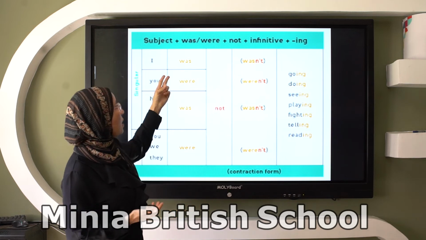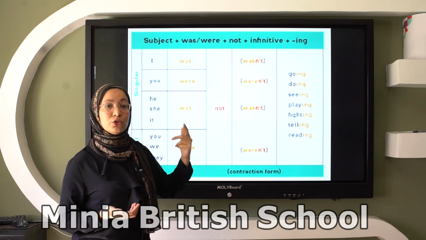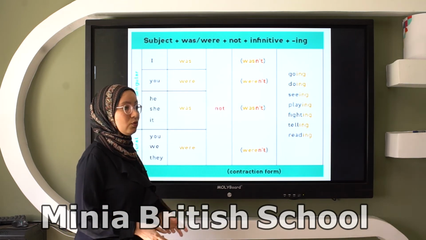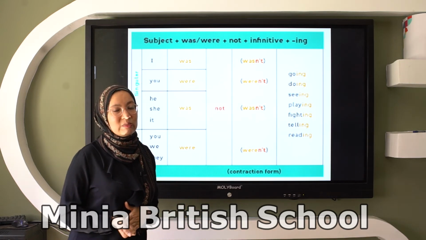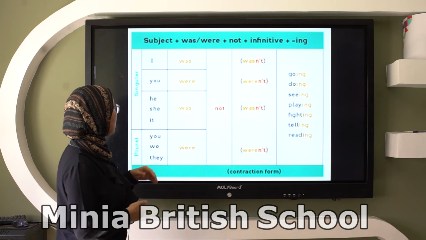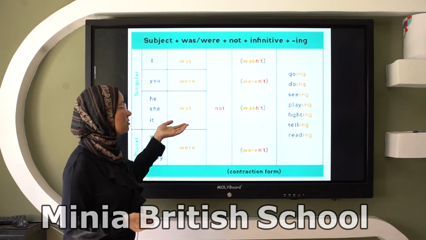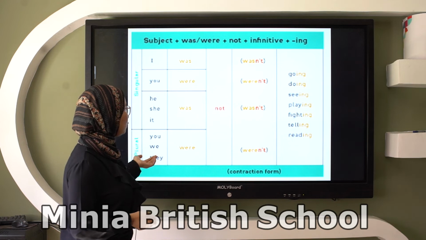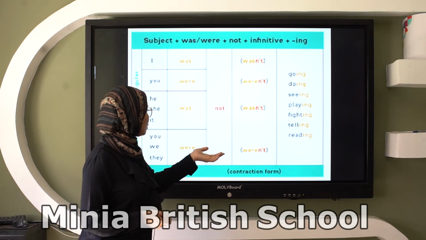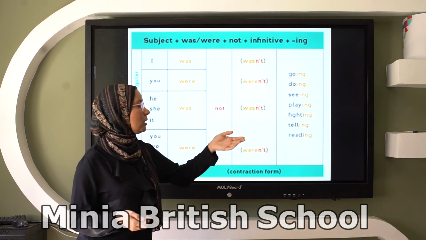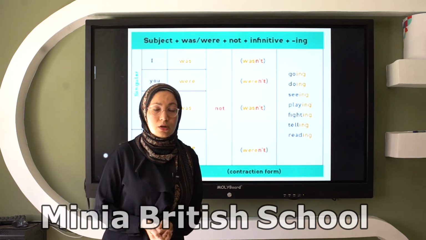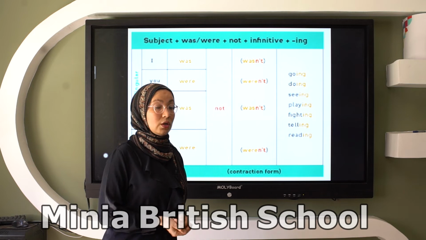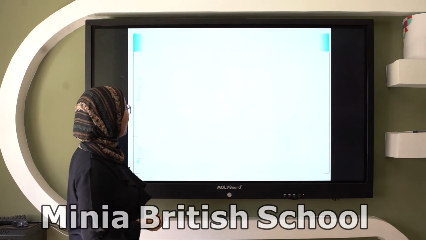So I wasn't going to Victoria, for example, or I wasn't going to school yesterday because I was ill, for example, okay. He, she, it wasn't playing. You, we, they weren't reading, and so on, okay. We just use not after was or were, okay.